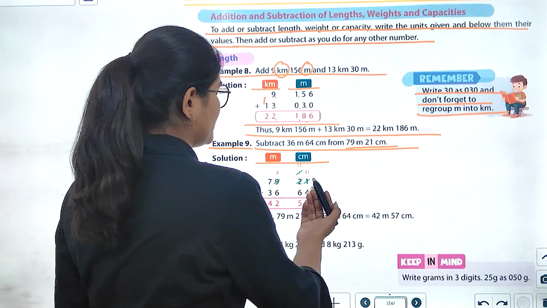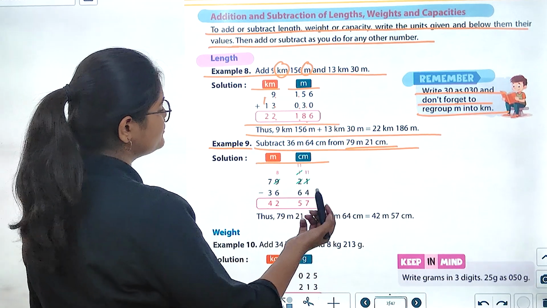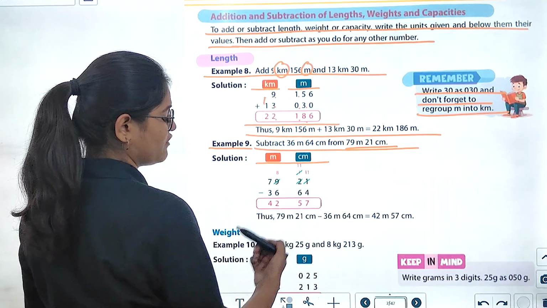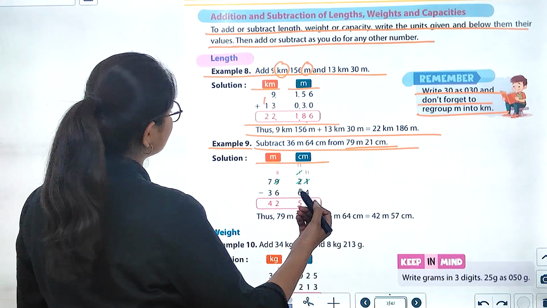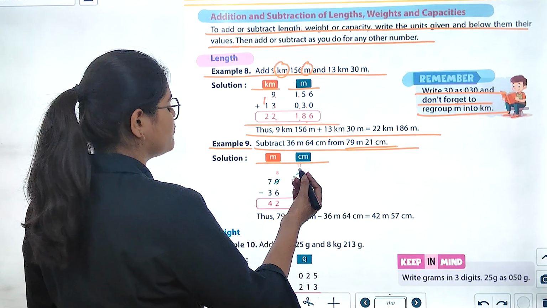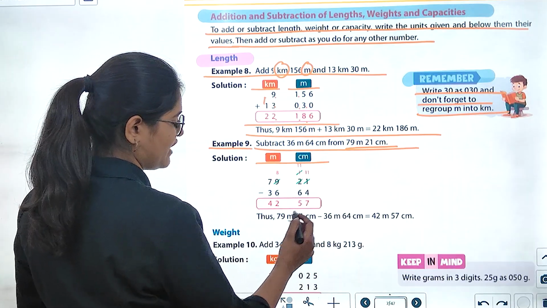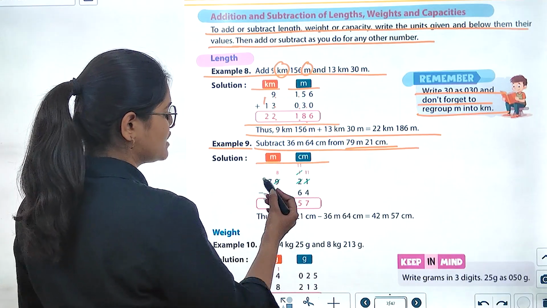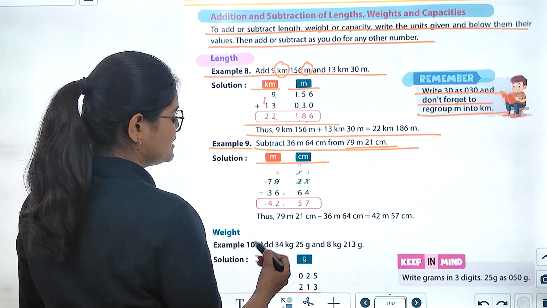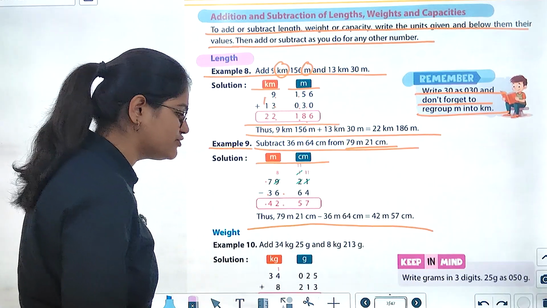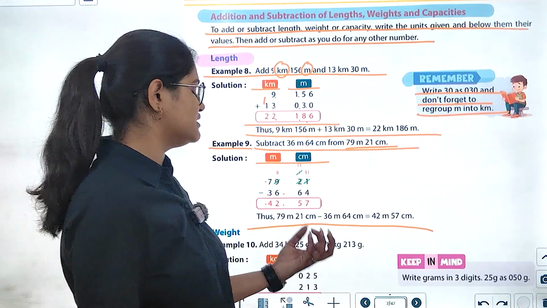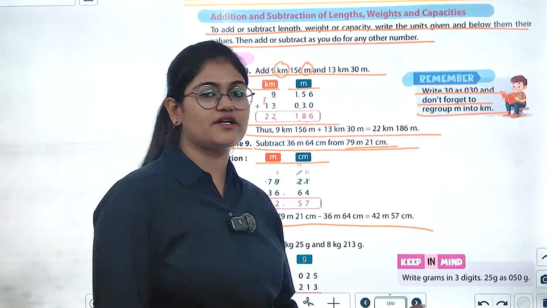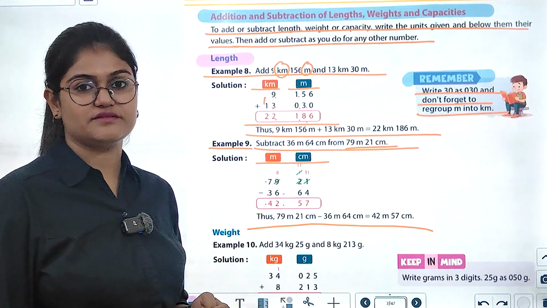So it is 1 minus 4 is not possible. So we write 11 minus 4 is 7. Then again after cutting 2 we write 1 over here. Then 1 minus 6 is also not possible. Again we borrow 1 from the side and write 11 minus 6, 5. Then cutting 9, we write 8. 8 minus 6 is 2. 7 minus 3 is 4. Thus, 79 meter 21 centimeter minus 36 meter 64 centimeter is equal to 42 meters 57 centimeter. Correct?